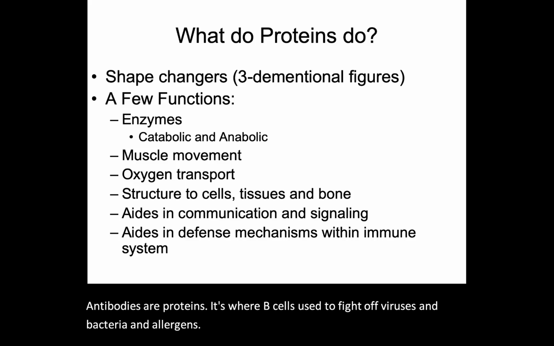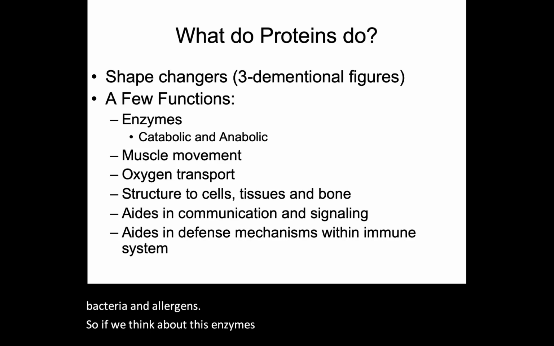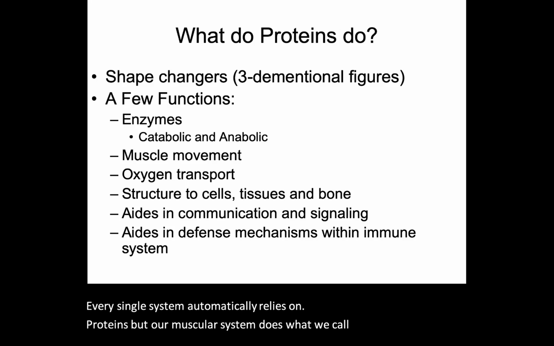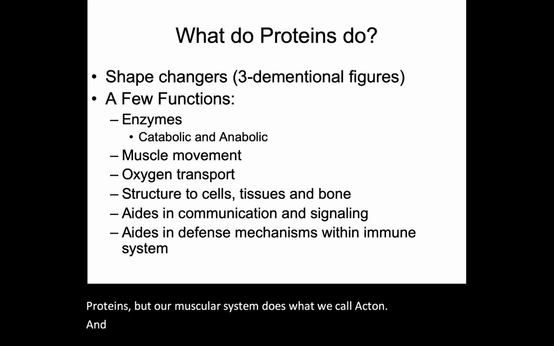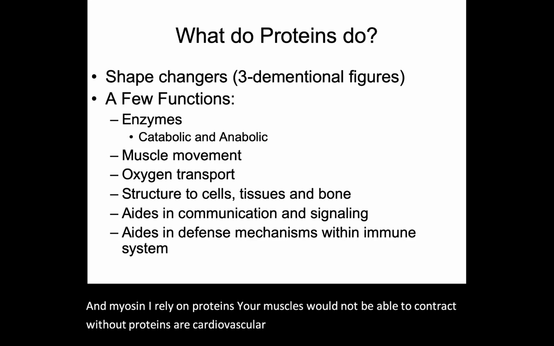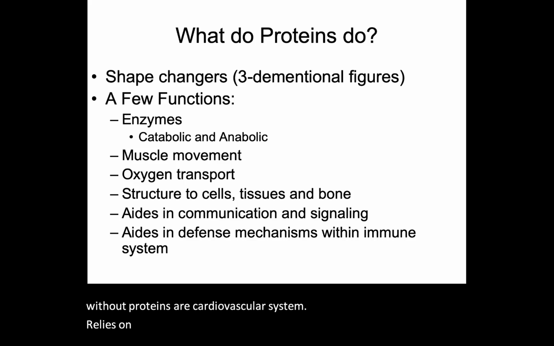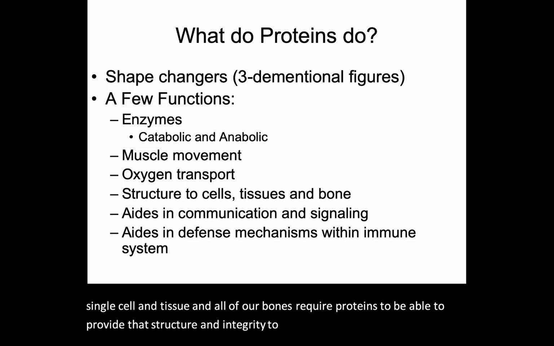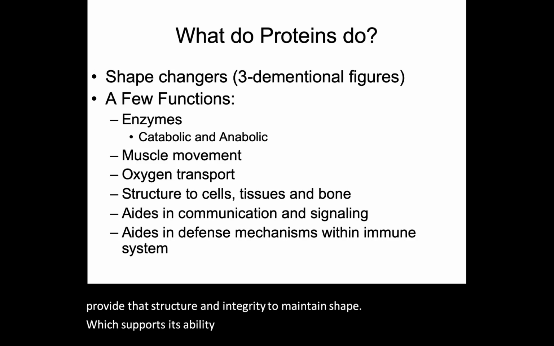So if we think about this, enzymes function in every single system. Every single system automatically relies on proteins. But our muscular system does. Right? What we call actin and myosin rely on proteins. Your muscles would not be able to contract without proteins. Our cardiovascular system relies on proteins in the form of hemoglobin to transport oxygen. Every single cell and tissue and all of our bones require proteins to provide that structure and integrity to maintain shape, which supports its ability to do the function that it's designed to do.